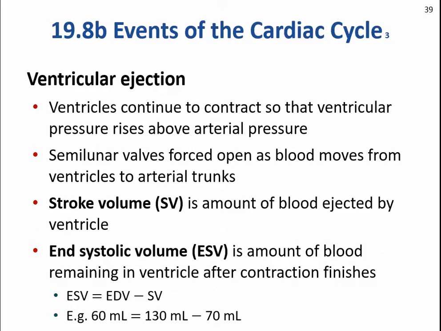When the pressure has now increased because the systole is continuing, the pressure increases and it throws open the semilunar valves, and the blood that's in the ventricles gets squirted out into the arteries. We call the amount of blood that leaves in this ejection the stroke volume. It's the amount of blood ejected.